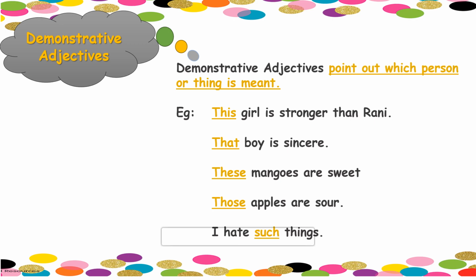Again, these mangoes are sweet, those apples are sour. Here, these mangoes, we are pointing out the things. We are saying these mangoes, not any other mangoes. These mangoes are sweet and those apples are sour. Then I hate such things. Which things? Such things. So what you can perceive in all these five examples is that these words like this, that, these, those, such, all are demonstrative adjectives.